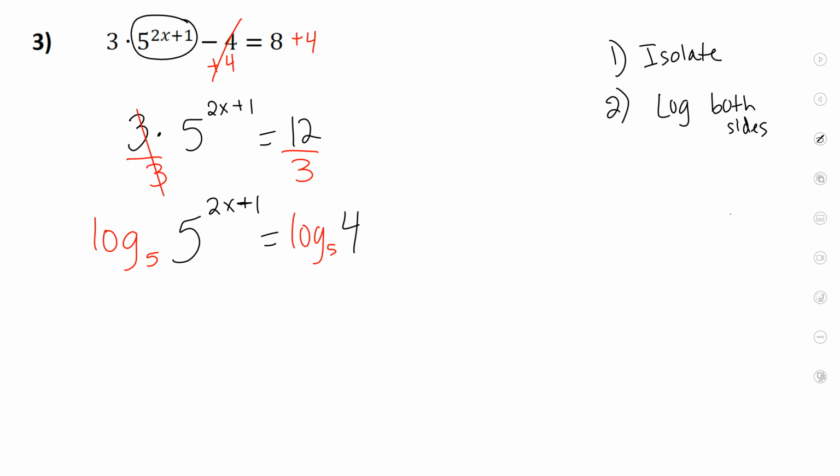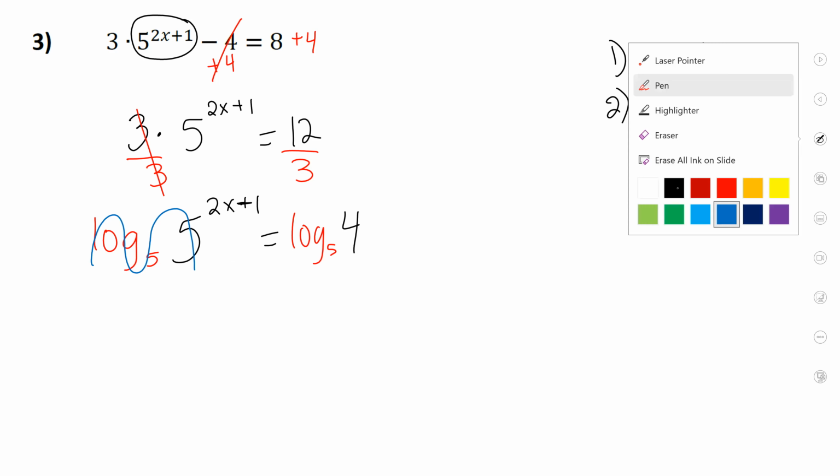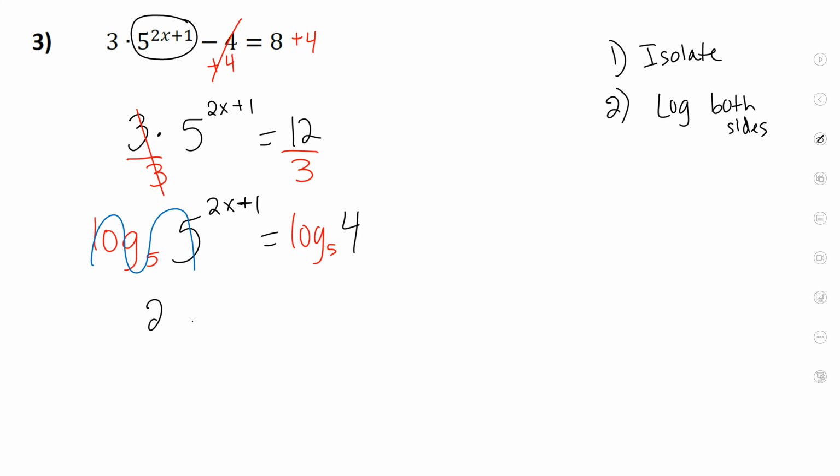And look what cancels out. Log base 5 cancels out with the 5. I am left with 2x plus 1 equals log base 5 of 4.